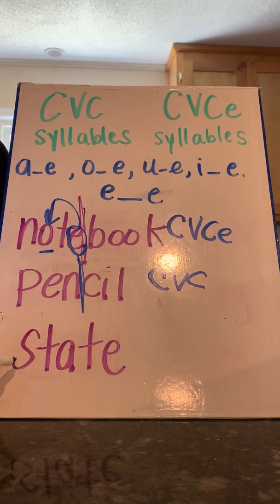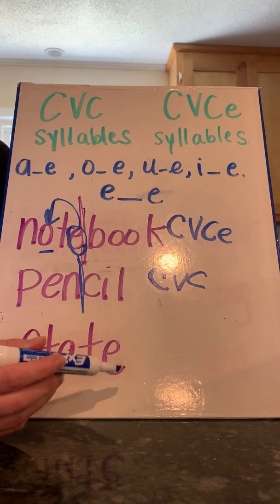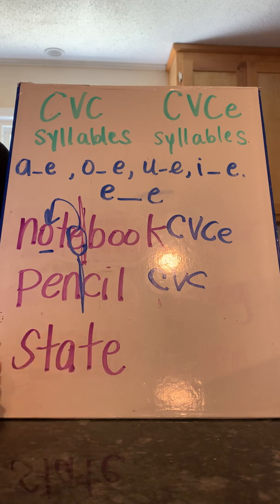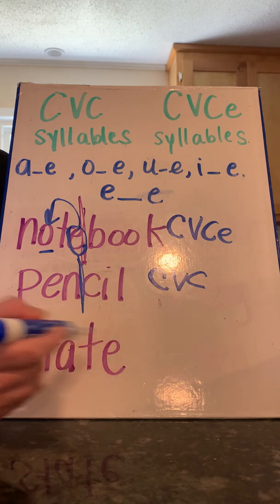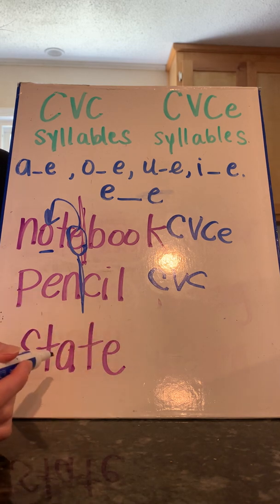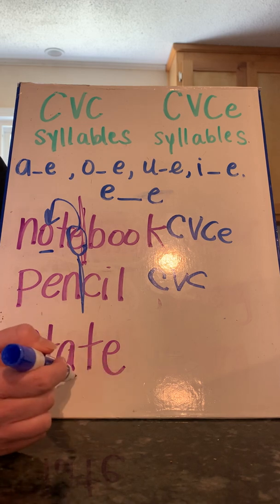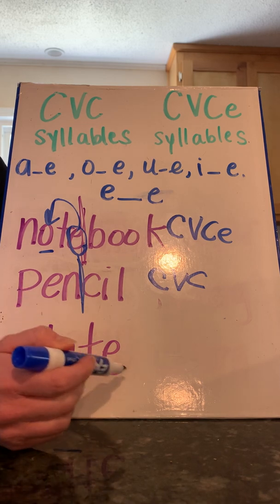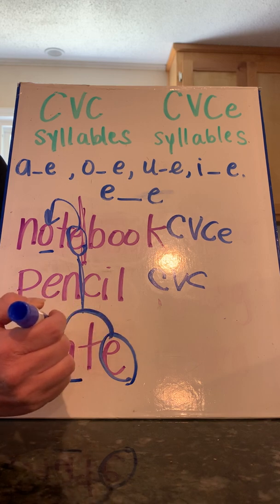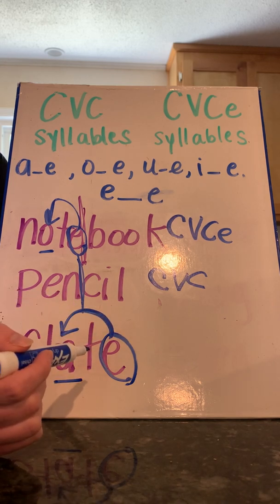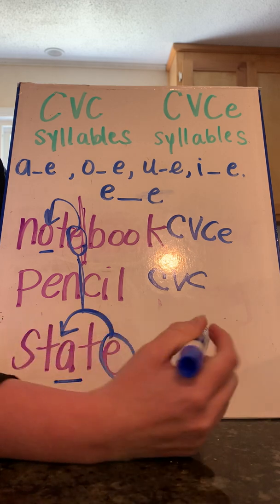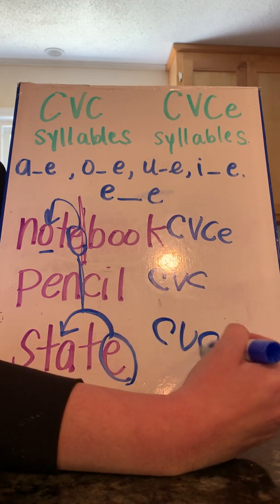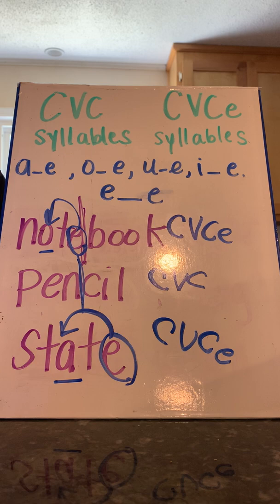So, looking at this word, state. State is the word. Now let's break it up by clapping out the syllables. State. It only has one syllable, the whole word, so we don't have a line to draw. Now looking at this word, I see the vowel with a consonant and sneaky E. I see the E telling the A to say its name. So that means in the word state, there is a CVCe syllable in the word.